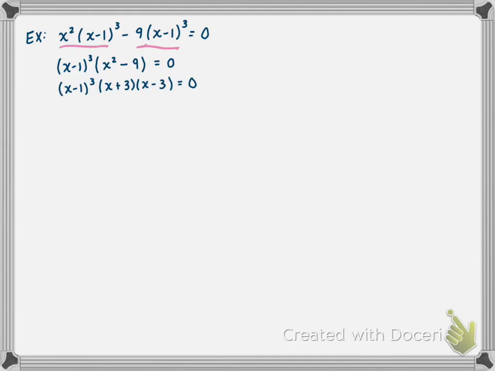I'm just going to say that if (x minus 1) to the third is equal to 0, that's equivalent to saying that x minus 1 is equal to 0. And you could even skip straight to x minus 1 equals 0 if you want, right? The only thing you can raise to the third power to get 0 is 0. And then I'll set my other factors equal to 0. So x equals 1, x equals negative 3, and x equals 3.